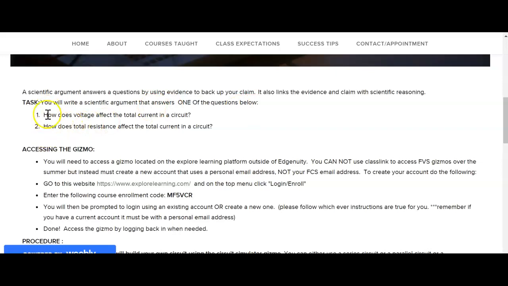So there are two questions given. How does voltage affect current? How does total resistance affect current? So you can choose one of the two. In fact, just do one of the two. You don't have to do both the questions. So choose one of the two questions.